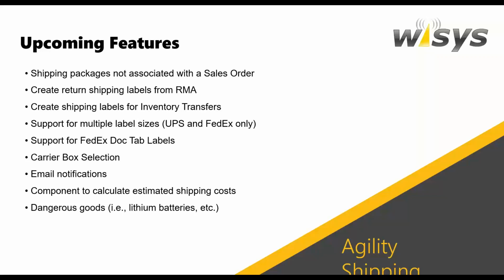Carrier box selection. So this would be your predetermined size boxes that carriers have. We're adding in the ability to have that as a selection because those sometimes have different postage rates, especially with the USPS, they have the flat rate boxes. We're working on a process to be able to email shipment notifications. We're also working on a component that could be used during a quoting process where you could estimate shipping costs. And then finally, we need to integrate in a way to identify shipments with dangerous goods. So that's my overview now.